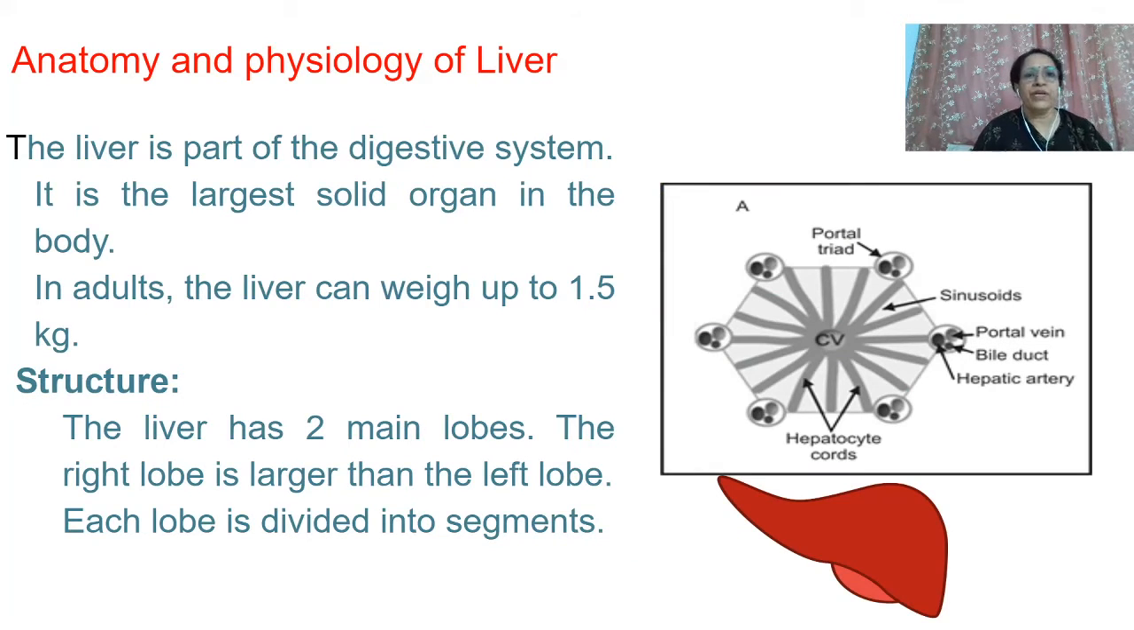In the anatomy and physiology of the liver, first we'll see what this liver is. It is part of the digestive system and it is the largest solid organ in the body. In adults, the liver can weigh up to 1.5 kilograms. The liver has two main lobes. The right lobe is larger than the left lobe and each lobe is divided into segments.